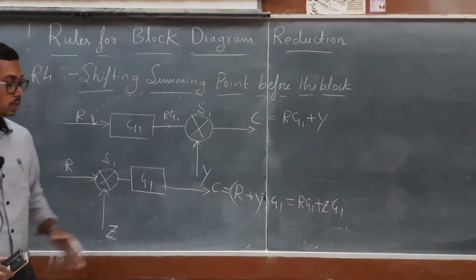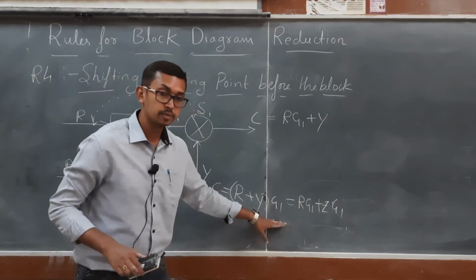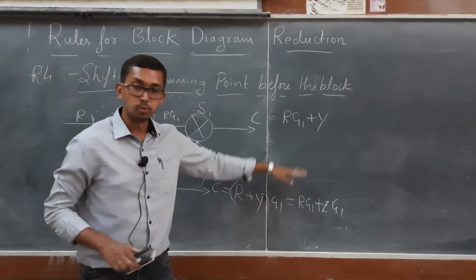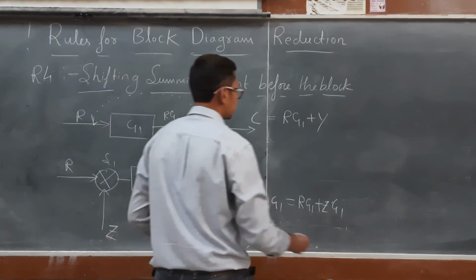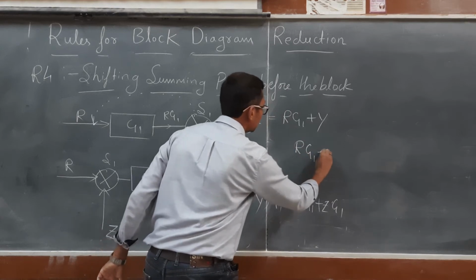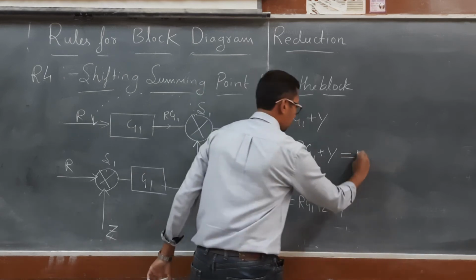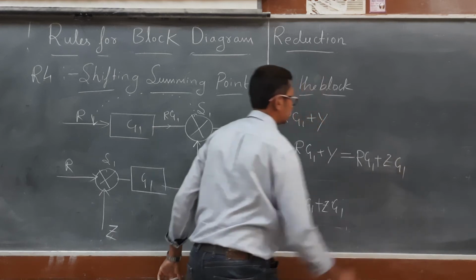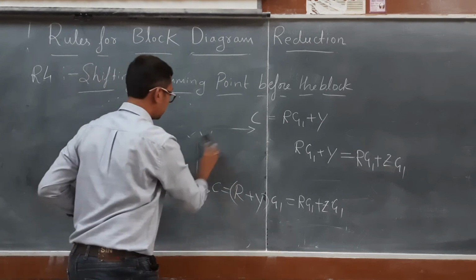What I need to do is the output must be the same, right? So the output must be the same. That's why I am going to equate these two. I will write it over here. This can be written as Rg1 plus y is equal to Rg1 plus zg1. So I am equating these two. Okay, I have got this one.